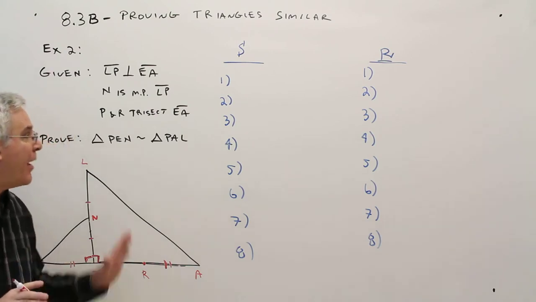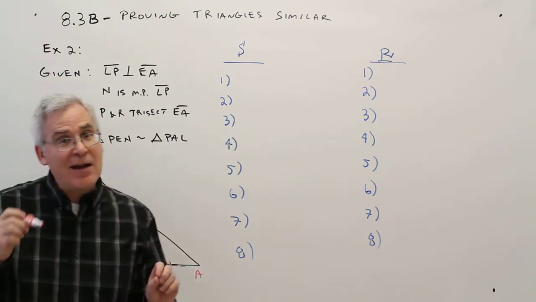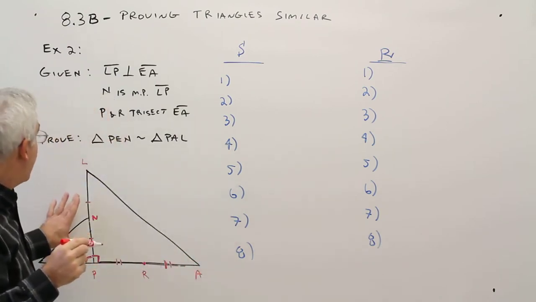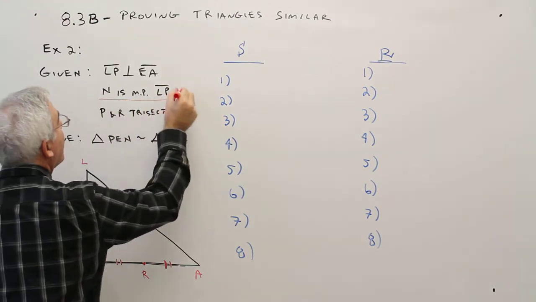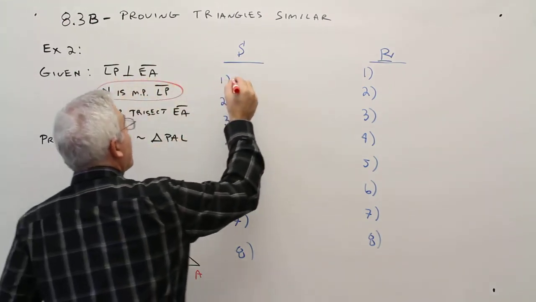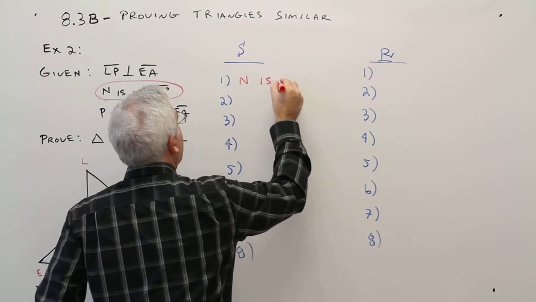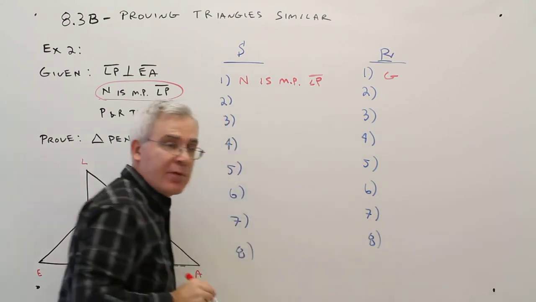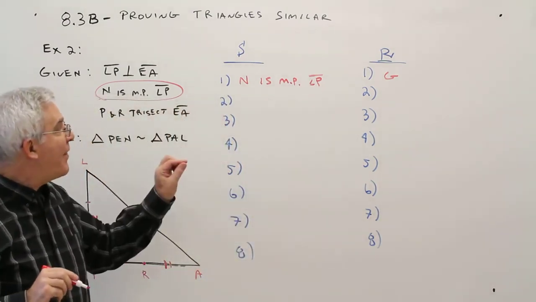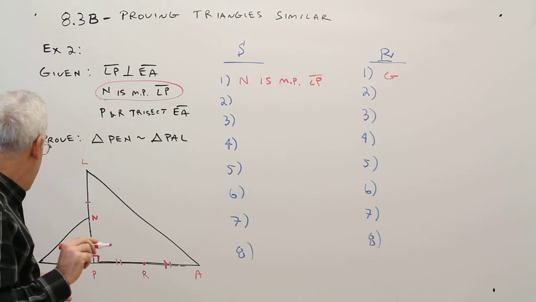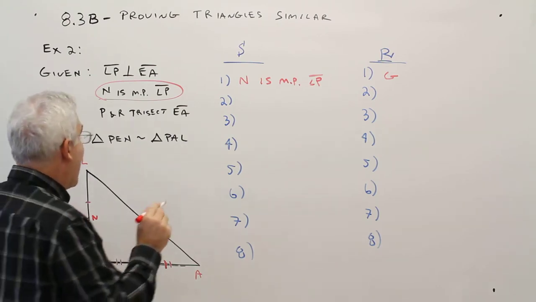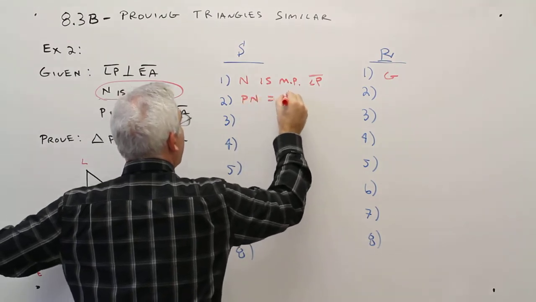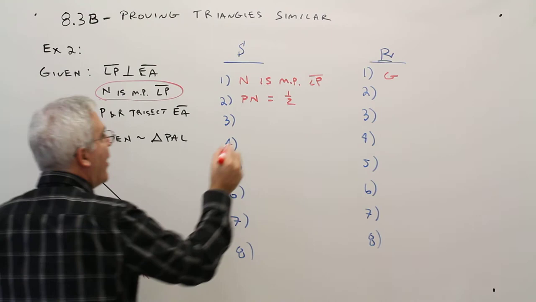So now that I have a game plan, let's write it down on paper. And again, I'm going to go in SAS order. So I'm going to start with the sides. I'll start with the easy ones. So I'll start with this. N is the midpoint of LP. That was given. Based on that, I can say the following. I can say NP, or PN, however you want to say it. I'll say PN equals 1/2 of LP.